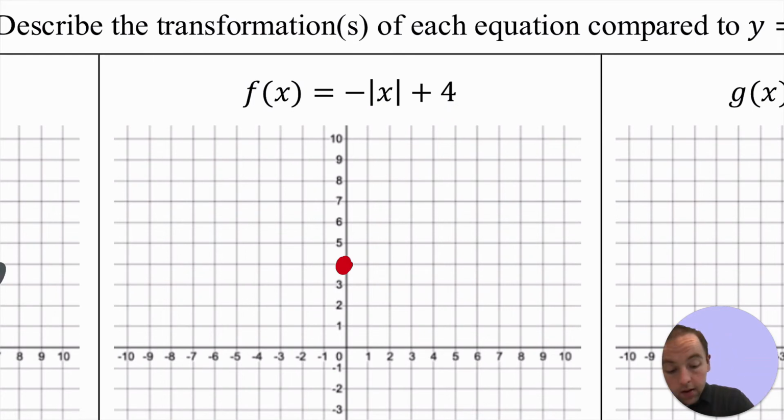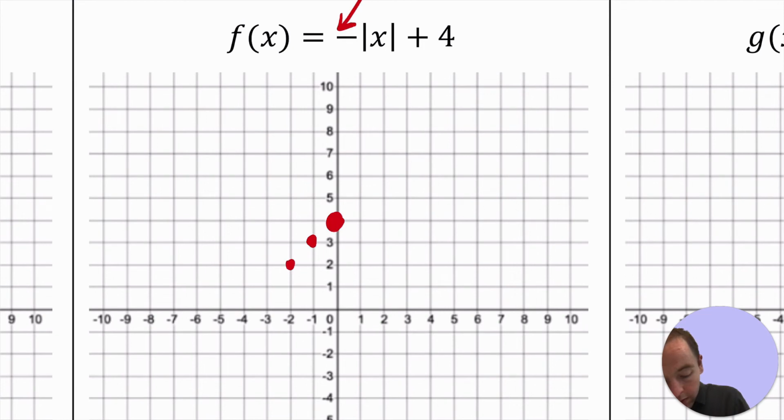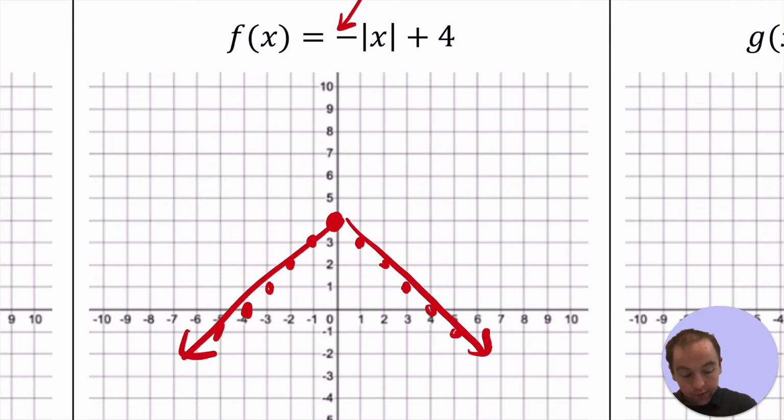Now because there's a negative, we know that's going to reflect the graph upside down, and then it will just go at a slope of -1 or 1, because it's just a negative, it's just 1, right? -1. And so that will give us the sketch of that graph of f right there.